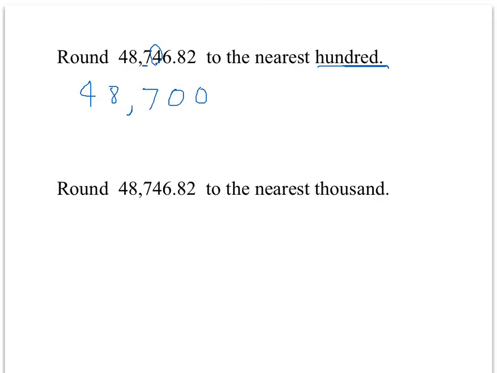I'm going to round that same number, 48,746.82, to the nearest thousand. Step 1, identify the thousand's place, and it's being held by an 8. Step 2, I look at the digit to the right of that, that's a 7. Because that number is 5 or greater, I'm going to add 1 to the 8, in other words, rounding it up, so that becomes a 9.